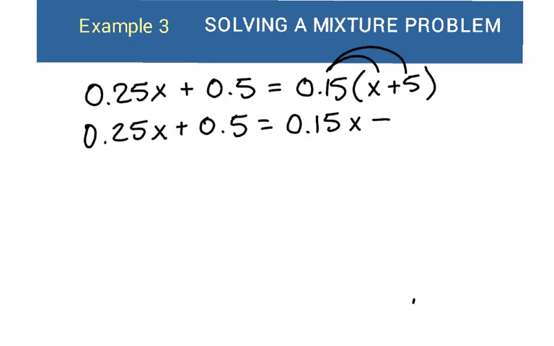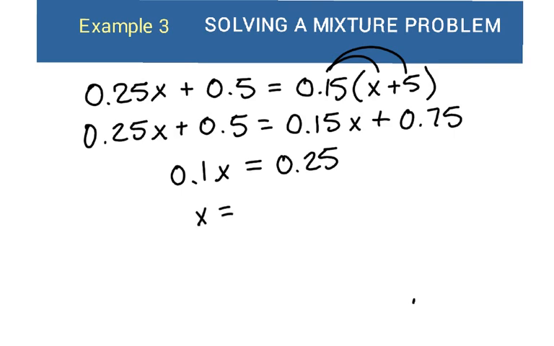Let's see, 0.15 times 5, 0.75. Now, not combine like terms, add and subtract things from both sides of the equation. And what we're going to end up with after we do that is 0.1x is equal to 0.25. And when we divide both sides by the 0.1, this is what we're going to get. X is equal to 2.5.